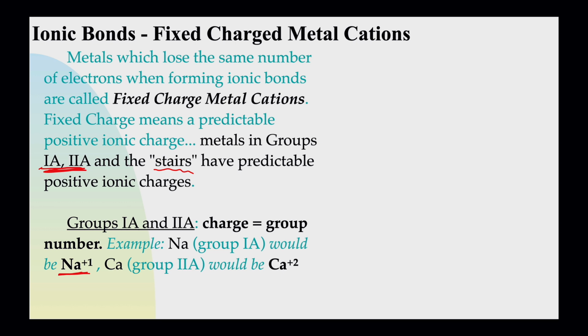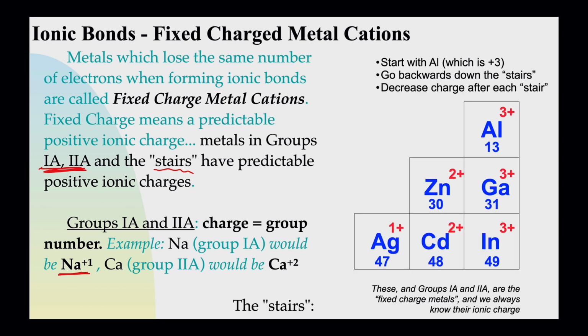Everything in group 1A is positive 1. Everything in group 2A is positive 2. In addition to those two groups, there's also what they call the stairs. If you look at the periodic table, start with aluminum, number 13. There's a 3-step, then a 2-step, and then a 1-step. All those 6 metals have fixed charges.